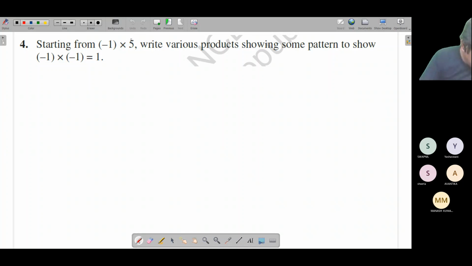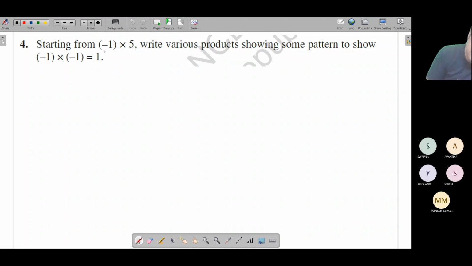Sir, question number 4 is a pattern question. Which pattern do they want? Integers pattern. Okay, so how can we make a pattern?